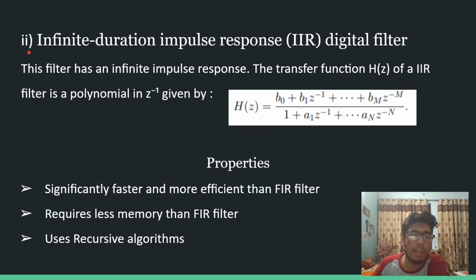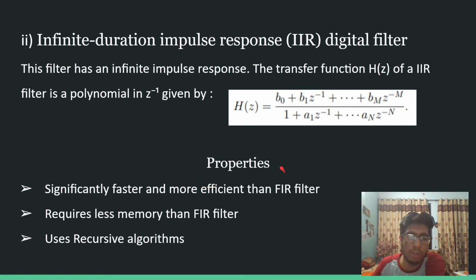And the second type is the infinite duration impulse response, IIR digital filter. This filter has an infinite impulse response, as the name suggests. The transfer function H(z) of an IIR filter is again a polynomial in z inverse and is given by this. This looks quite complex, but can be easily solved using the fast Fourier transform or FFT algorithm.